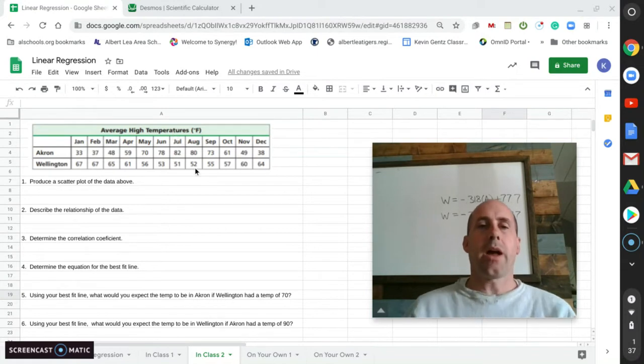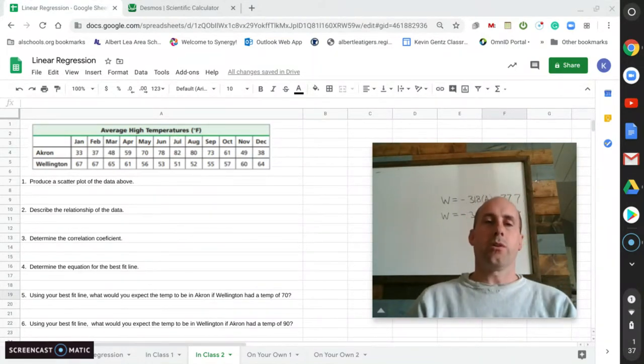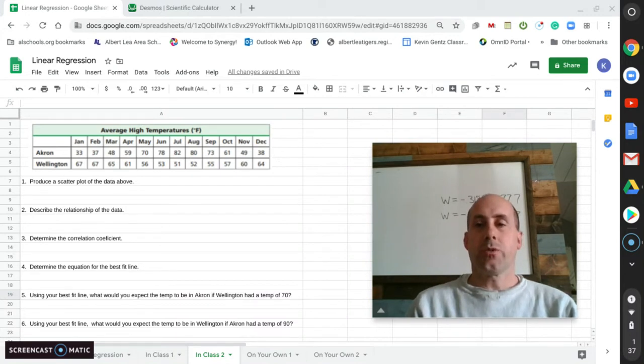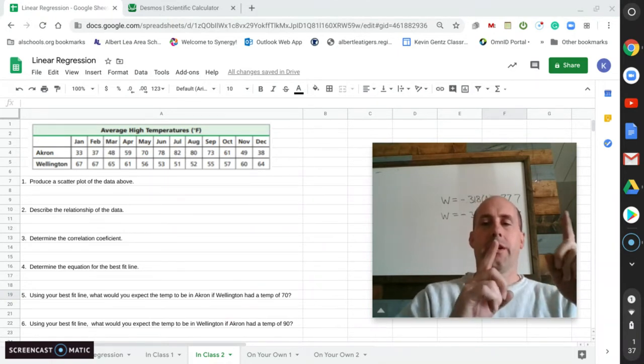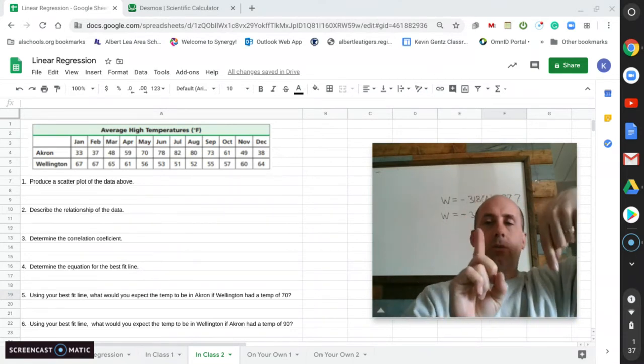So this one talks about average high temperatures in Akron as well as Wellington. And you can see that if the temperature is 33 degrees in Akron, Wellington is 67. If it's 82 in Akron, it's 51 in Wellington. And if it's 49 in Akron, it's 60 in Wellington. It seems that they're working indirectly. As one goes up, the other one goes down.